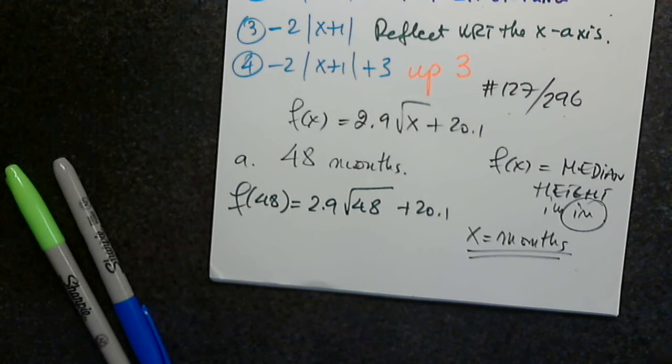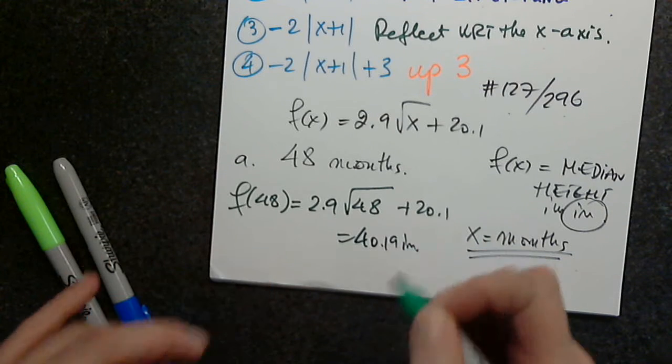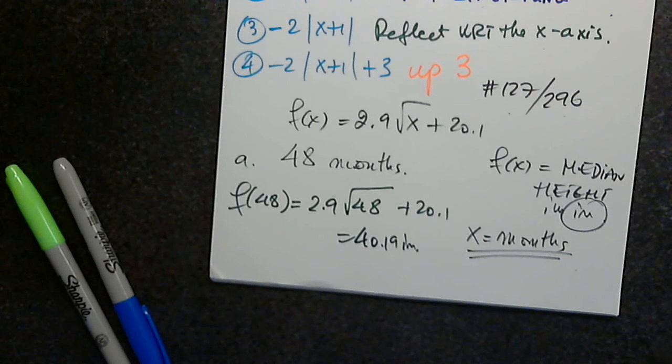So 2.9 times the square root. Okay, this time I'm not going to put parentheses. Are you happy? 20.1. I have to have parentheses. So 40.19 inches, according to the model.